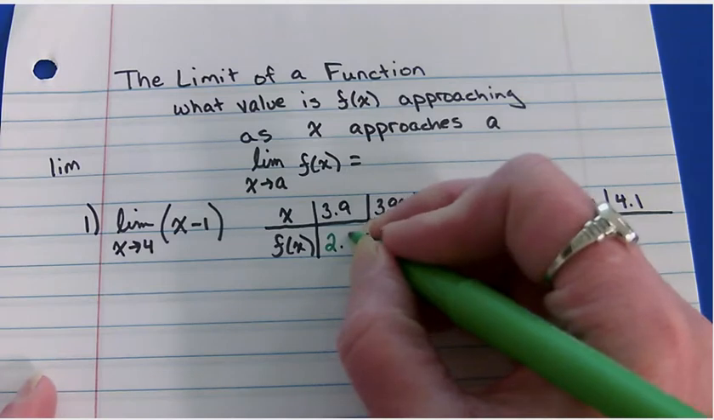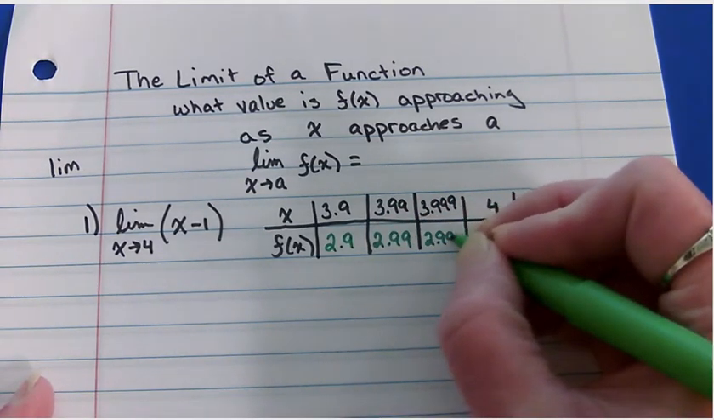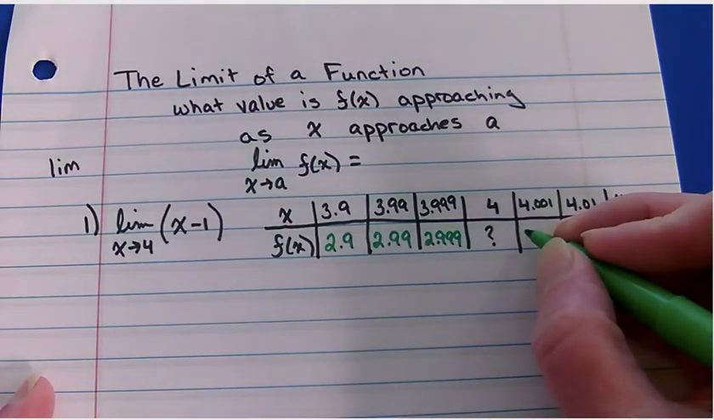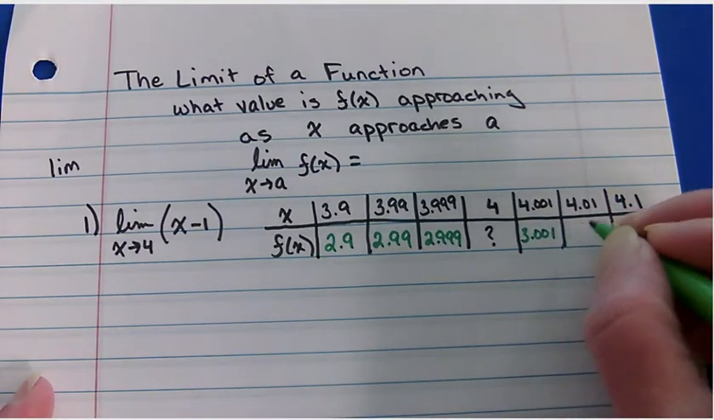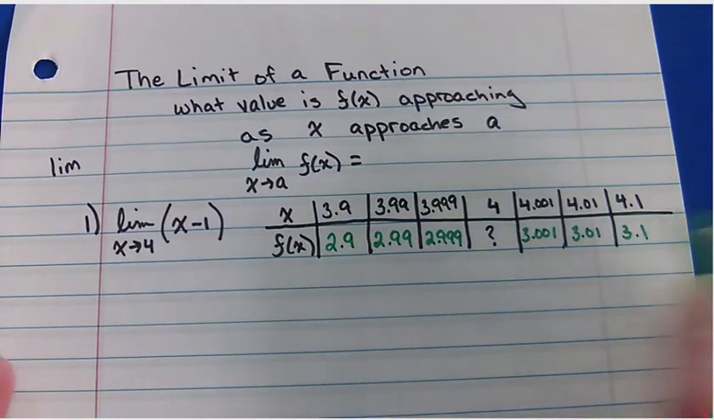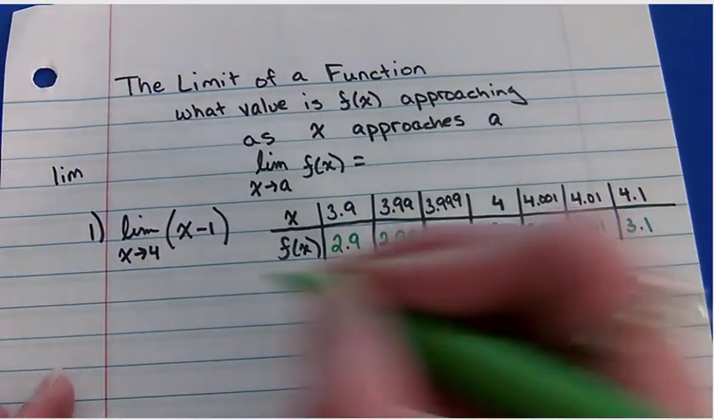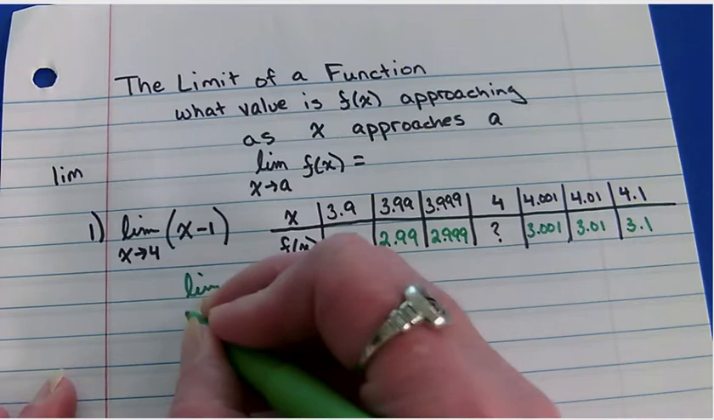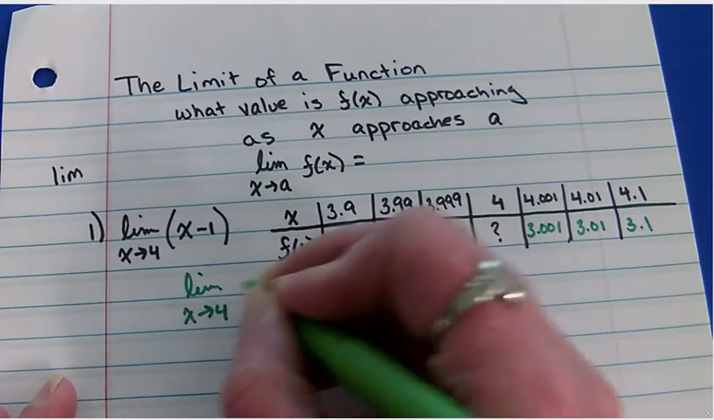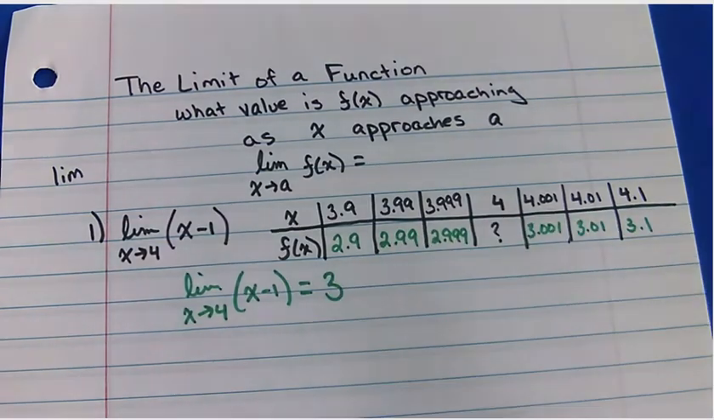That's 2.9, 2.99, 2.999, 3.001, 3.01, and 3.1. So what is under the question mark? Well, it appears it would be a 3. So we would say the limit as x approaches 4 of x minus 1 is 3, because that's the y value that we're approaching.